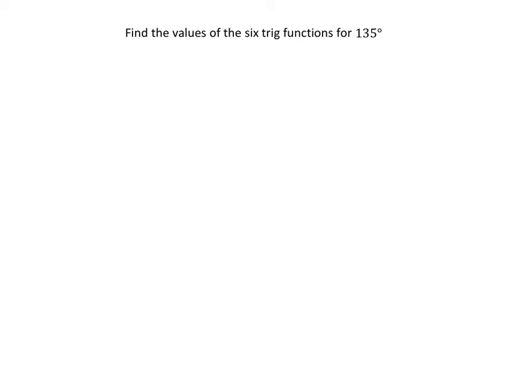For the next example, we're asked to find the values of the 6 trig functions for 135 degrees. It does not say the exact values, but in this case you are not being asked to plug these into your calculator. The first thing that you need to do is find the reference angle for 135 degrees. So again, I might sketch it. I see that 135 degrees is in quadrant 2, which gives me a reference angle of 45 degrees.